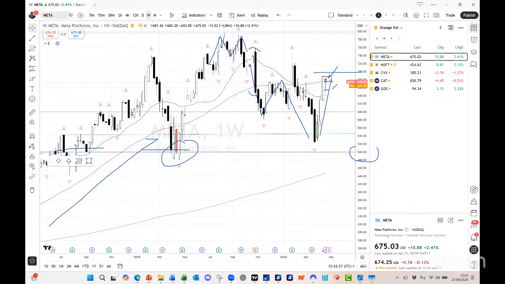For those of you who love the fundamental elements here, certainly for Meta, they're still spending aggressively on AI, which drives that long-term narrative.